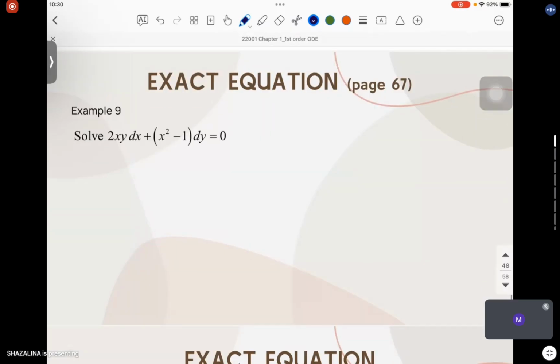Exercise. Okay. Next is example 9. Okay, example 9 ni nanti dalam video pun ada. Saya ada bagi video. Tapi saya tunjuk dulu macam mana nak selesaikan. Nanti korang tengok balik lah dalam video slide tu, dalam video YouTube.